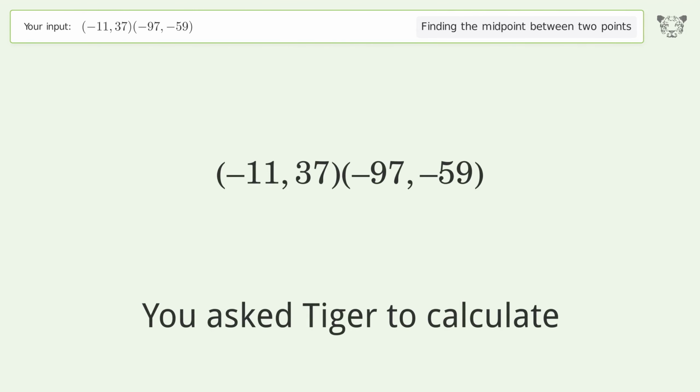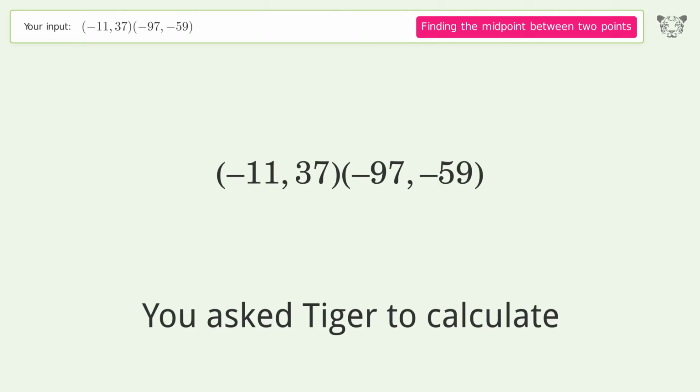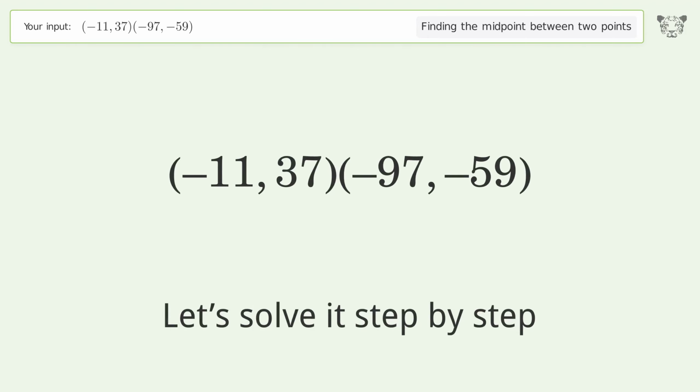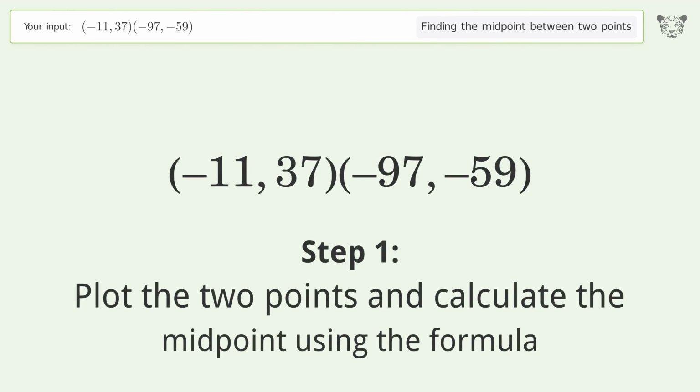You ask Tiger to calculate. This deals with finding the midpoint between 2 points. The midpoint between the 2 points is -54, -11. Let's solve it step by step. Plot the 2 points and calculate the midpoint using the formula.